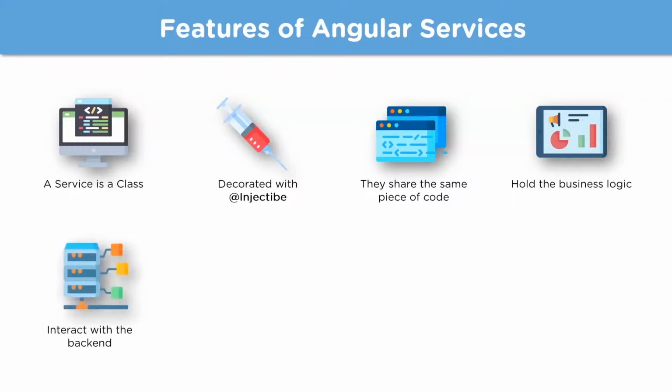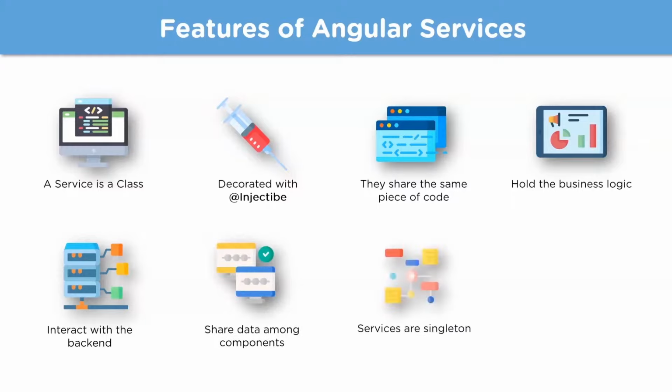Now for example, if you want to make AJAX calls, you can have methods for those calls in a service and then use it as a dependency in files. And as mentioned earlier, it can be used to share data among several components. In Angular, services are singleton, meaning that only a single instance of a service gets created and the same instance is used by each and every building block in the application.